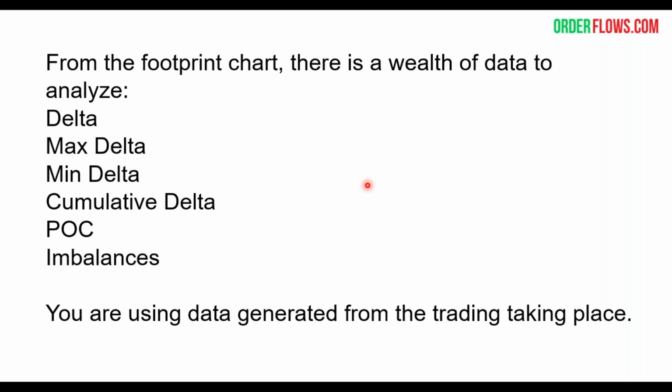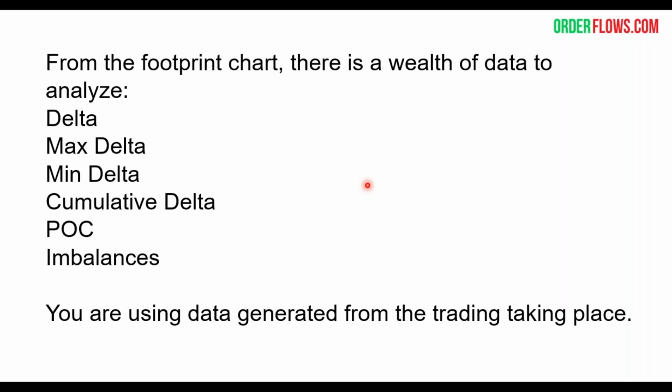Cumulative delta is the running delta total between aggressive buyers and aggressive sellers for the day. You also have point of control, which is the price level in a bar with the most volume. You also have imbalances. Imbalances are when you have more aggressive buyers than aggressive sellers, and the opposite, more aggressive sellers than aggressive buyers.